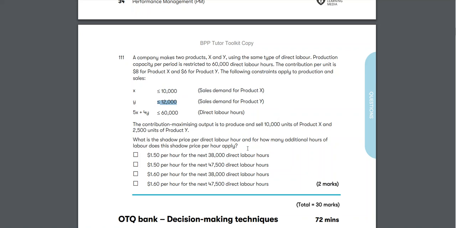So if there is a shadow price for additional labor hour, the only increase will be in product Y. Product X would stay the same because it is maximum utilized. So there will be only additional benefit for every additional unit of Y being manufactured.